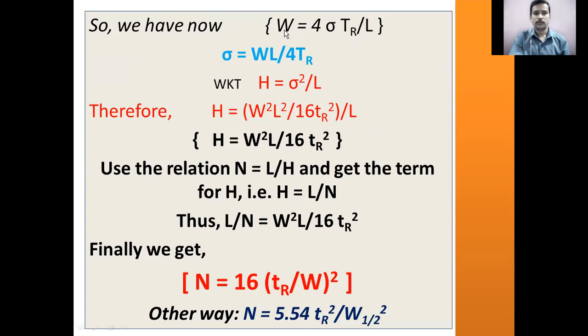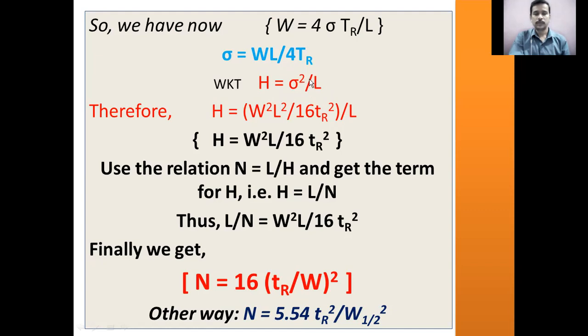So sigma is equal to W into L divided by 4 into TR. We know that H is equal to sigma square divided by L. So the height of a theoretical plate is expressed as the square of the standard deviation per unit length of the column. Variance per unit length of the column is nothing but the height of the theoretical plate, according to Martin and Synge.